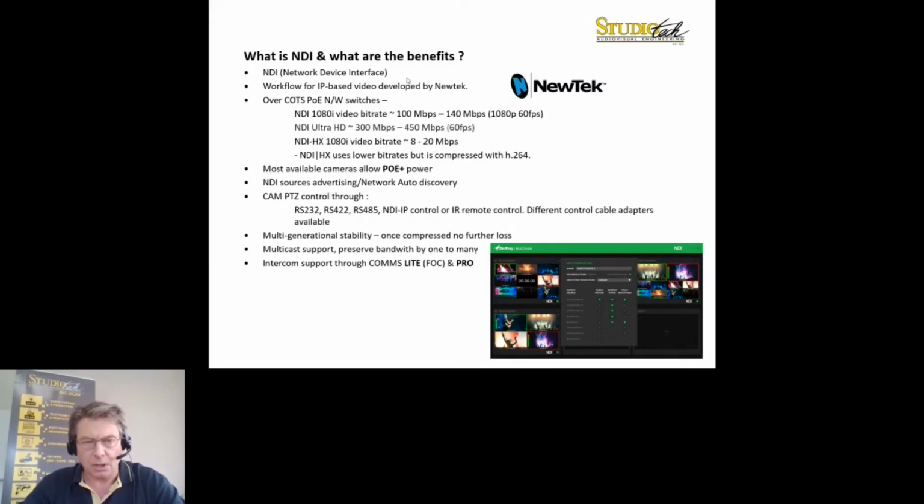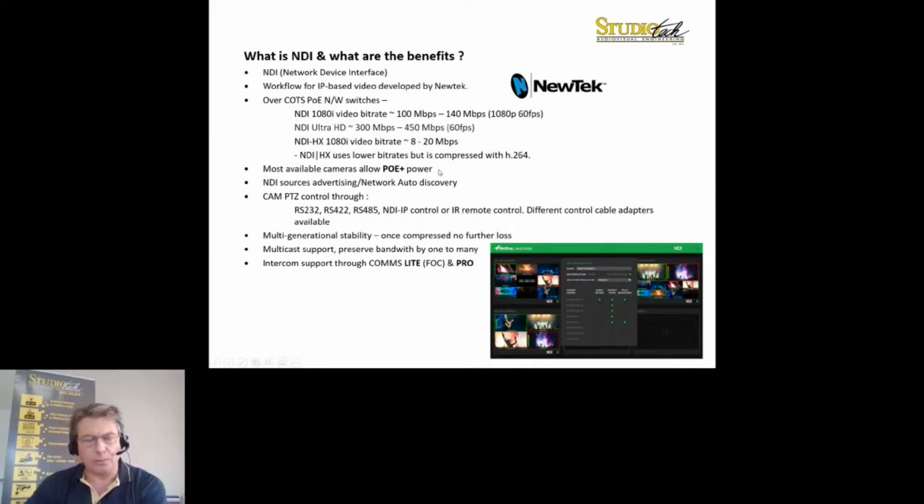COTS switches. Now, if you talk about bit rates handled over the cable, for an HD signal 1080i you go from 100 to 140 megabits per second, and then you have a 60 frames per second image for 140 megabits. There is a smaller sort of proxy version of NDI, which is NDI HX, with a bit rate between 8 and 20 megabits. On average, it will be about 15. And then we have the 4K, which is done by some 4K cameras in the market, which go from 300 until 450 megabits per second.